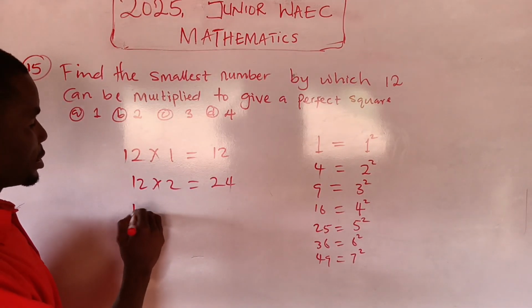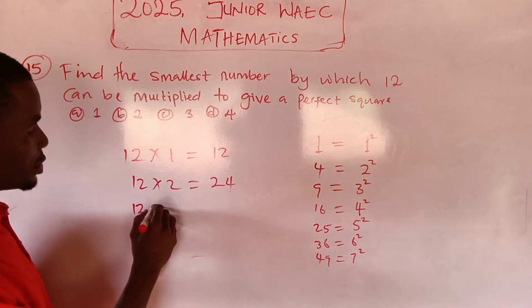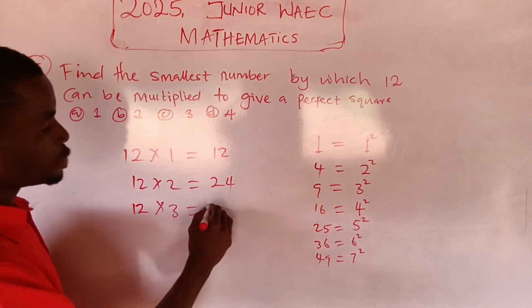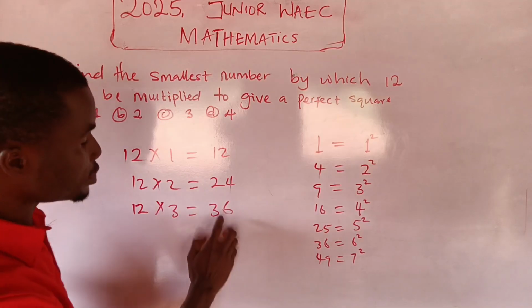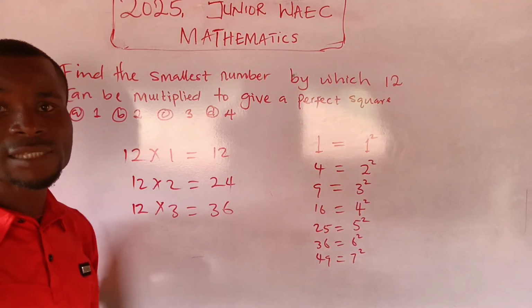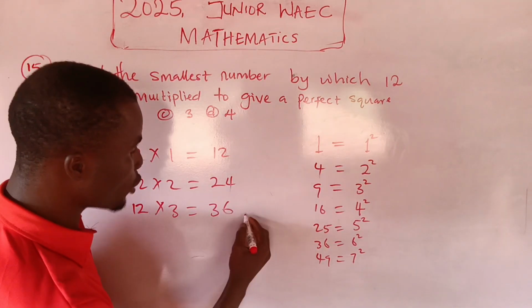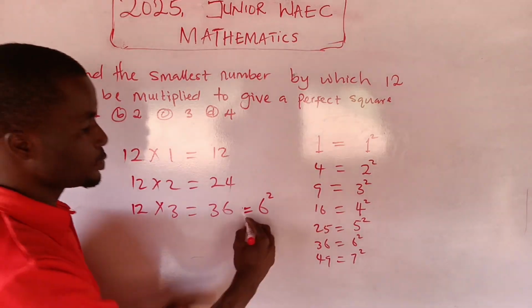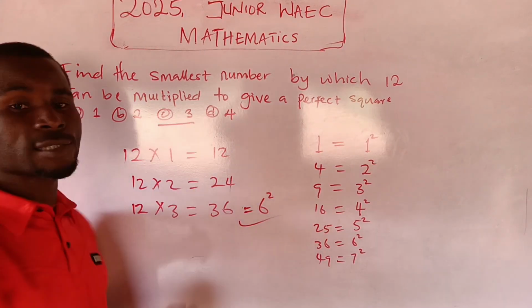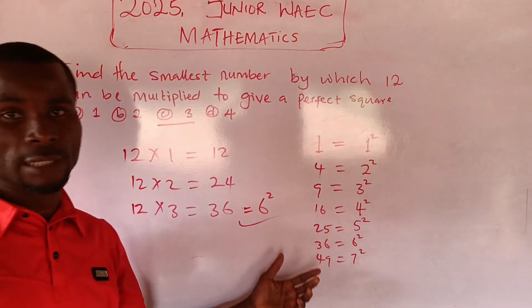Now let's take the third one, option C. 12 times 3 will give us 36. This is the right answer because 36 can be expressed as a perfect square. In what way? We have 6 square. This is the answer. Hope you understand.